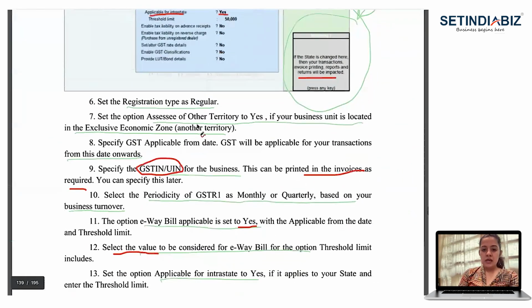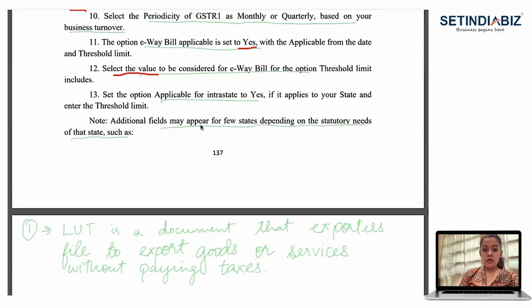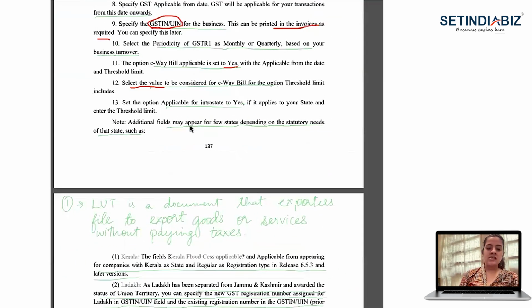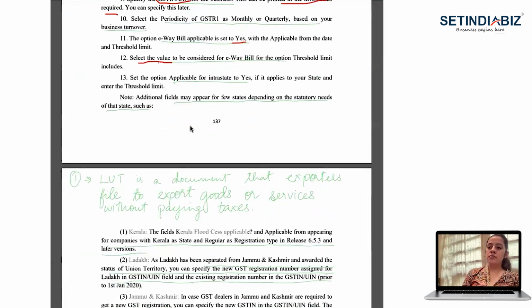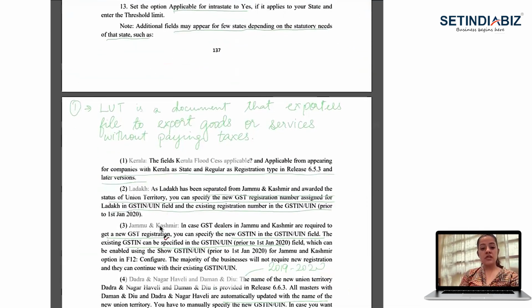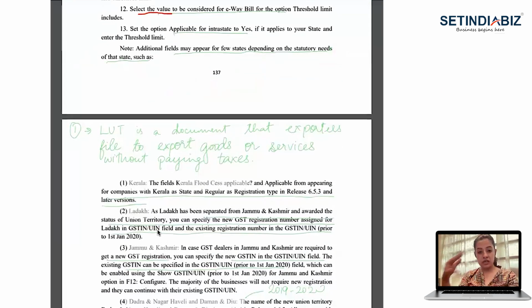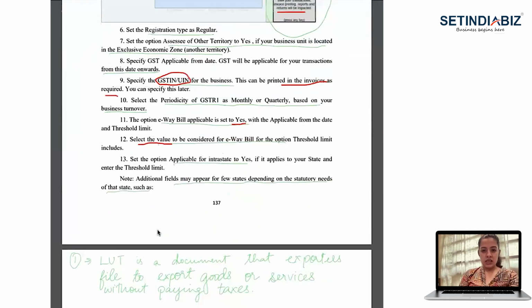Additional fields may appear for a few states depending on the statutory needs of the states. Now, we are talking about Maharashtra, so we do not have additional fields. But suppose it is Kerala, or Ladakh, or Jammu and Kashmir, or Dadra, and we'll discuss all of this, then you have additional details popping up to be filled in. And let us see what they are.